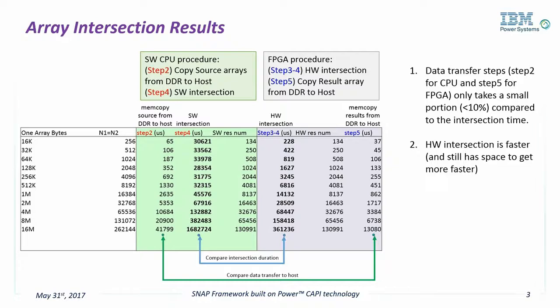This benchmark, along with many other samples, can be found in our CAPI Snap GitHub site under example code.